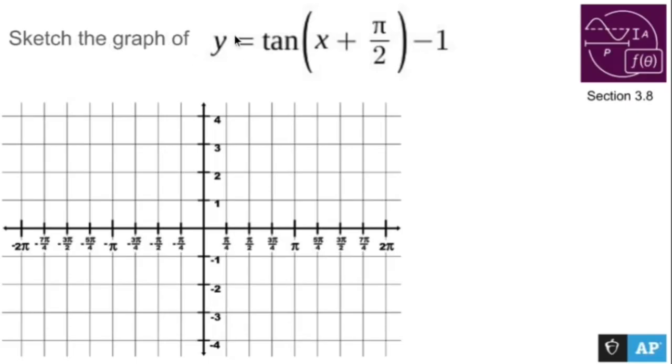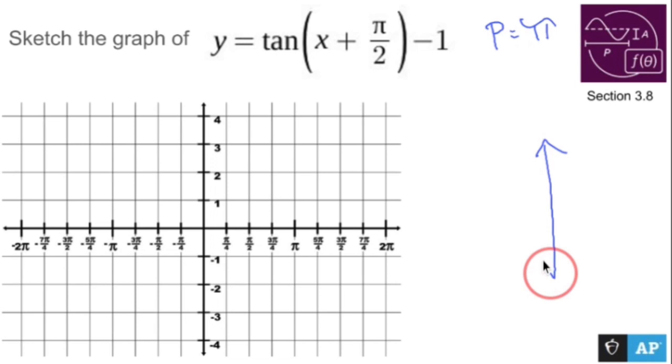Sketch the graph of y equals tangent parentheses x plus pi over 2 minus 1. This is what we're looking at. We're not going to see any stretching or shrinking or compressions or whatever you want to call it. We're not going to see any changes in period because there's no number in front of x. So that's thing number one. The period of a tangent function is pi, not 2 pi, so there's a difference.